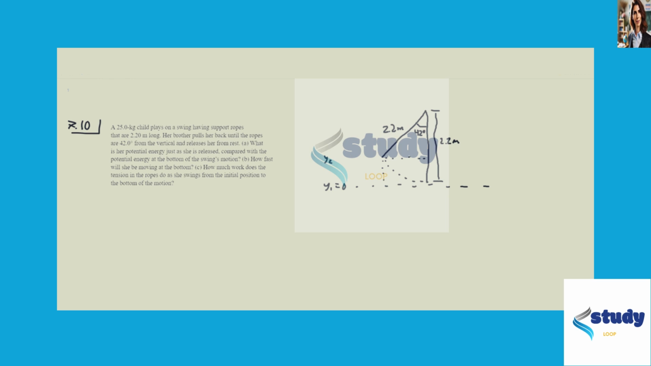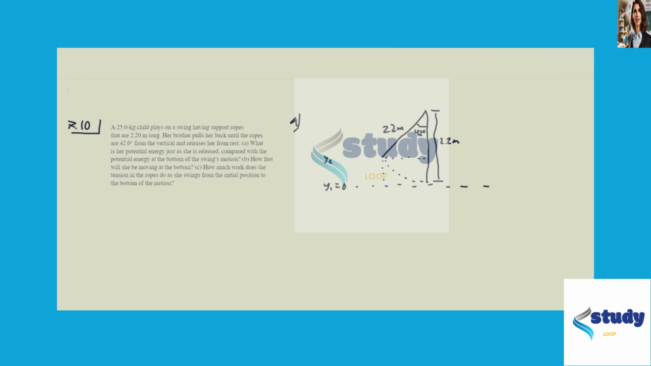Okay, so part A, I'm just going to make it simple, and I'm going to start with having the potential energy be 0 when she's at the bottom. So when she's at the bottom of her arc, I'm going to set that y1 equal to 0. And then when she was just released, that's y2. Basically, we need to find what the gravitational potential energy is going to be at this point.